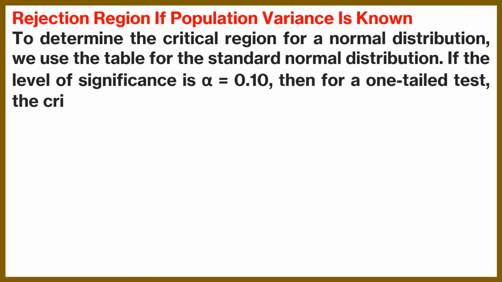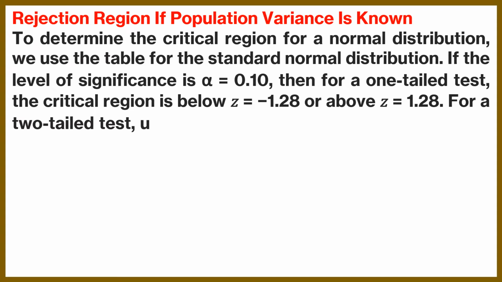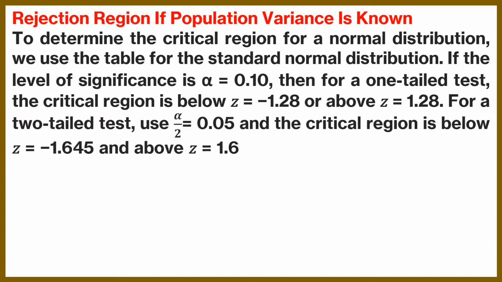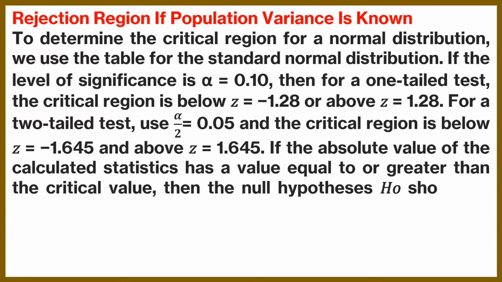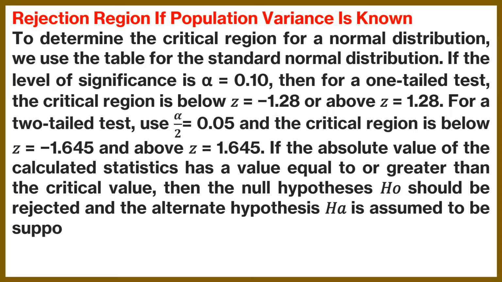So if the level of significance is 0.1, then for one-tailed test, the critical region below is negative 1.28 and above is positive 1.28. So kapag ang level of significance natin is 10 or 0.10, makukuha natin critical value is negative 1.28 and positive 1.28 kung right-tailed test siya. Or kung left-tailed test, negative 1.28. Pero kapag two-tailed test siya, gagamitin natin yung 1/2 of the significance level. So 1/2 of 0.10 is equal to 0.05. And then, hanapin natin yung critical region. So, ang makukuha natin is negative or positive 1.645.